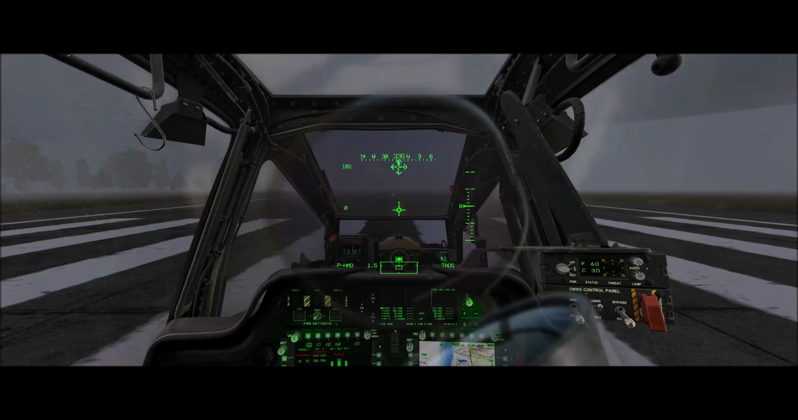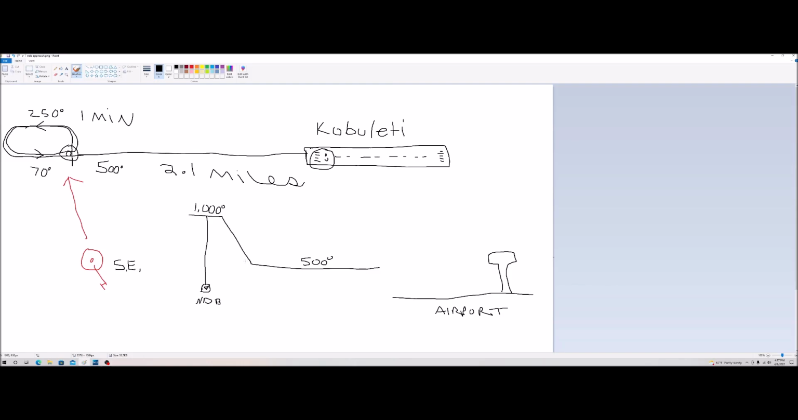Eagle 7 here, and in this video I'm going to demonstrate tuning the ADF to an NDB frequency, navigating to an NDB, and we'll initiate a fictitious NDB approach into the Kobuleti Airport. Here's my fictitious NDB approach into the Kobuleti Airport.